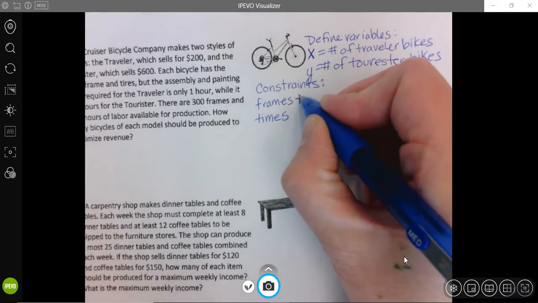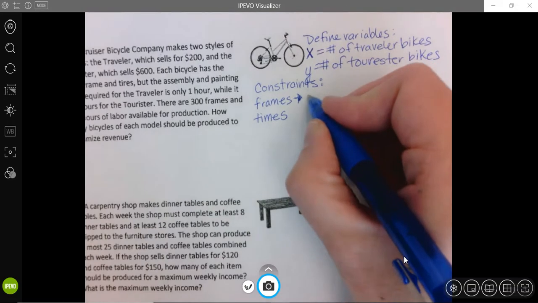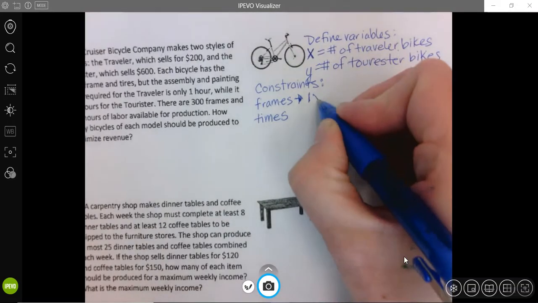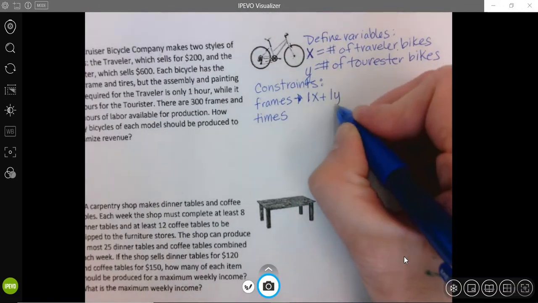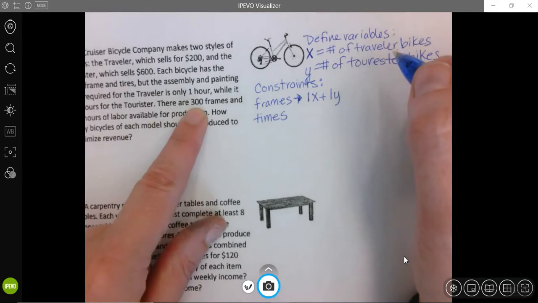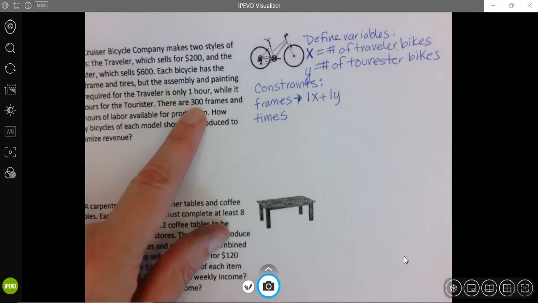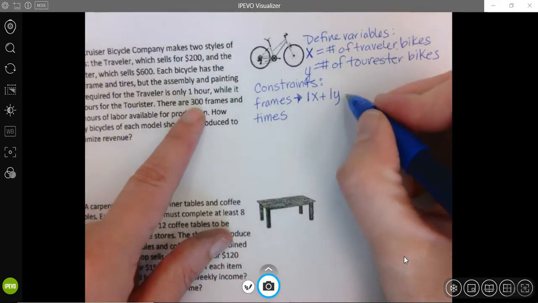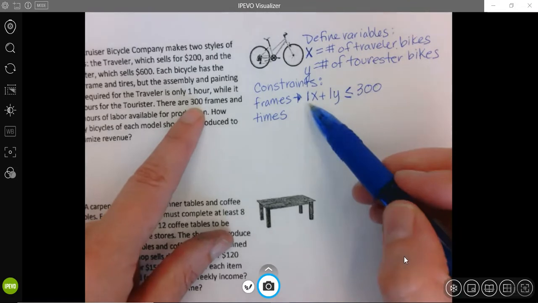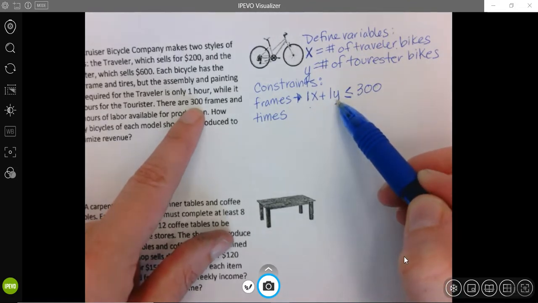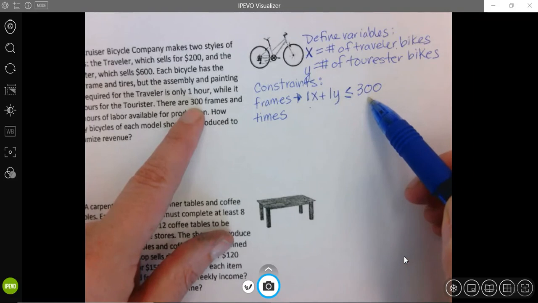Alright, so we already said that each bike takes only 1 frame. So 1 frame for each traveler bike, which is X, and 1 frame for each tourister bike, which is Y, and I have 300 frames. Can I make more than 300 bikes? No, because I only have 300 frames. Could I make less? I could make less if I wanted to. So it could be less than or equal to 300 frames. 1 frame for each traveler, 1 frame for each tourister, which is going to be less than or equal to 300 frames altogether.